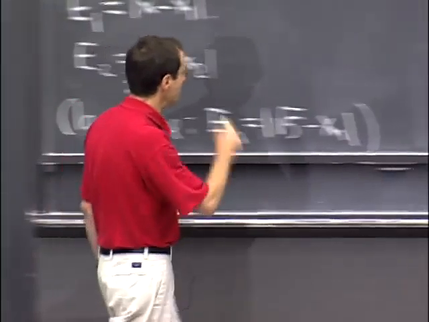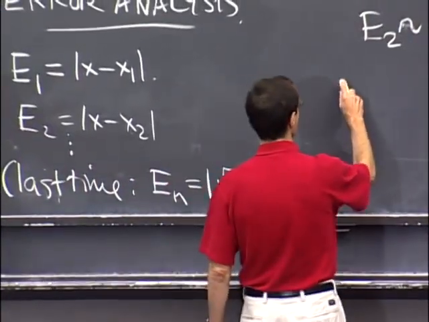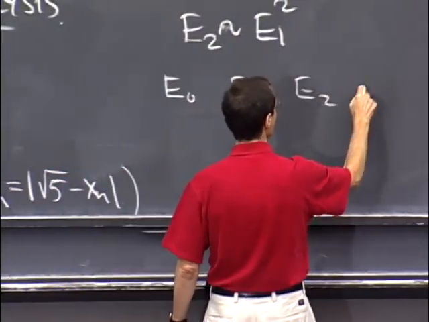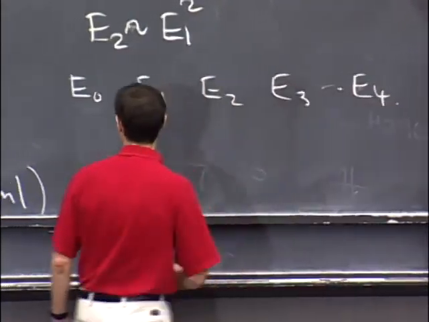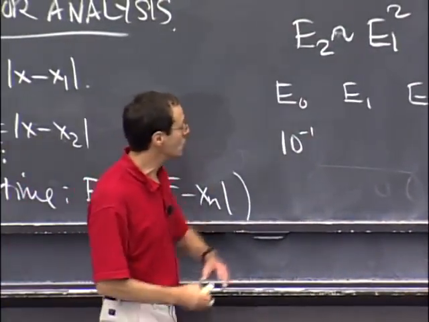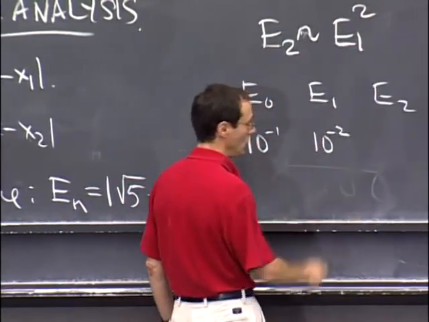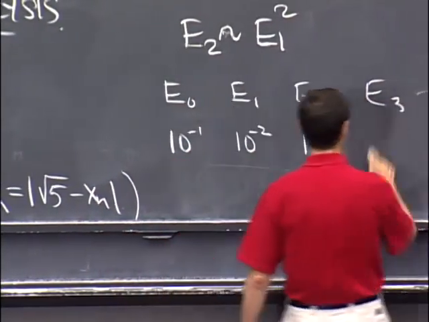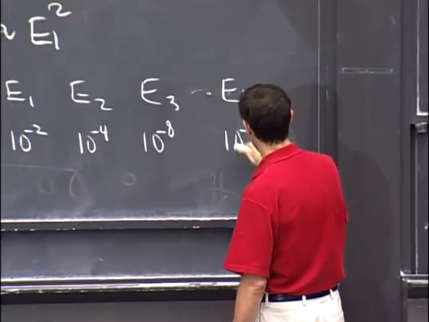And so what that means is, thinking from last time, what we had was something roughly like this. You have an E0, you have an E1, you have an E2, you have an E3, and so forth. Maybe I'll write down E4 here. And last time, this was about 10 to the minus 1. So the expectation based on this rule is that the next error is the square of the previous one, so that's 10 to the minus 2. The next one is the square of the previous one, so that's 10 to the minus 4. And the next one is the square of that, that's 10 to the minus 8th. And this one is 10 to the minus 16th.